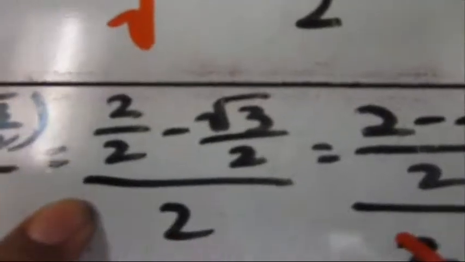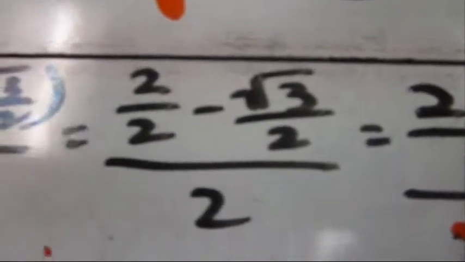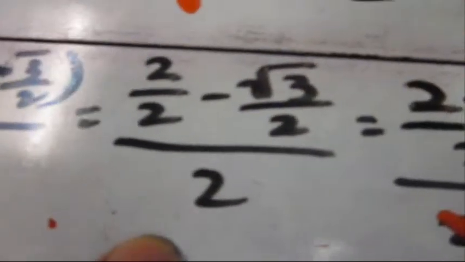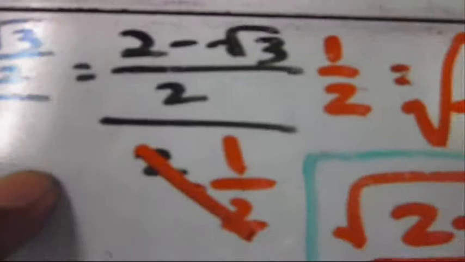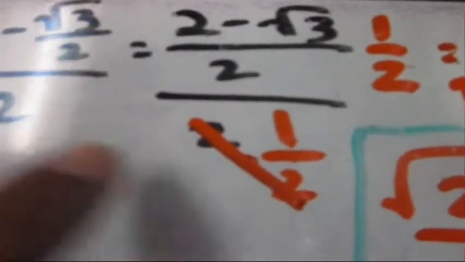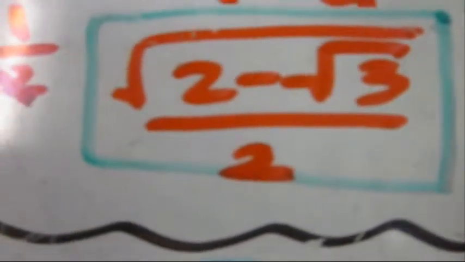To be able to subtract, you write 2 over 2, which is still 1. Then all that over 2 gives 2 minus radical 3 over 2, all over 2. We had to cancel this too, and we did that by multiplying by 1/2, which gives radical 2 minus radical 3 over 4. And since 4 is a perfect square, you get the radical of 2 minus radical 3, all over 2.